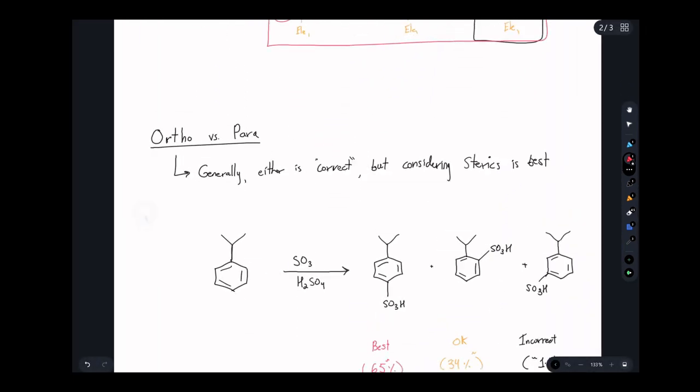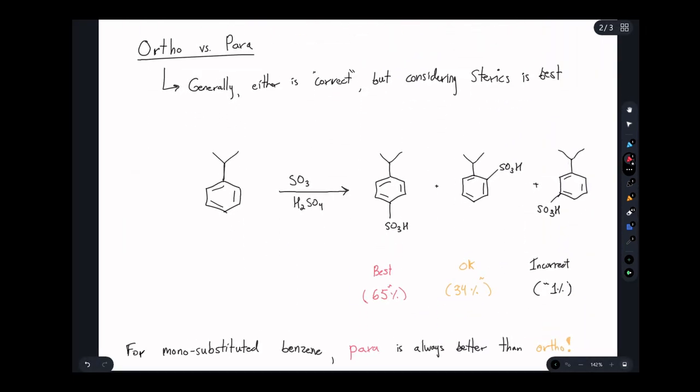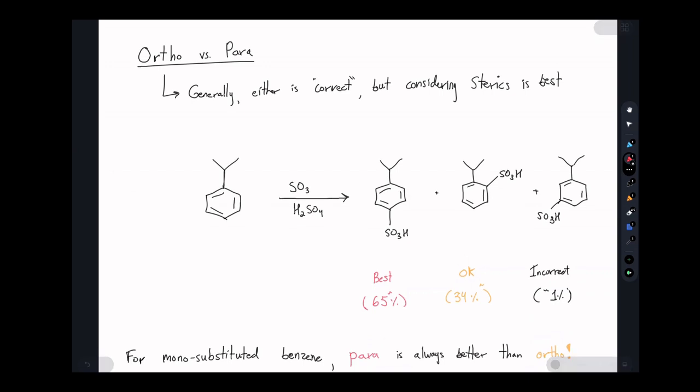Now, real quick, before we go any further, I want to mention the idea and compare between the ortho and para positions for the ortho-para directors. Generally, either is correct. If you put one in a position that's suboptimal, we'll talk about what that means, it shouldn't be a huge deal. Usually you'll get the marks for that on any test. But there is another consideration, and that is sterics, or the location of things in space.